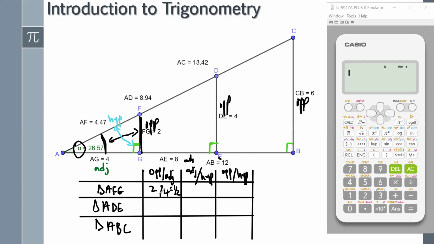If we take, let me just randomly pick triangle ADE here, the adjacent is AE. So AE is an 8. And the hypotenuse in triangle ADE is AD, which is 8.94. And I will take the last one, the triangle ABC: the opposite is a 6, and the hypotenuse is AC, this one here, and that happens to be a 13.42. So that's what I've got here.